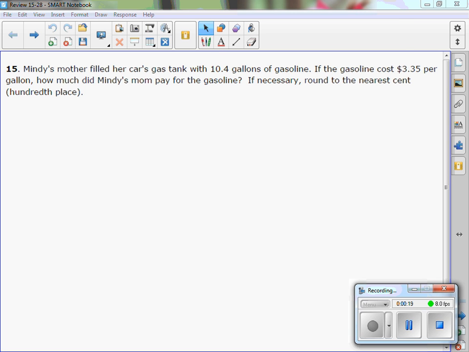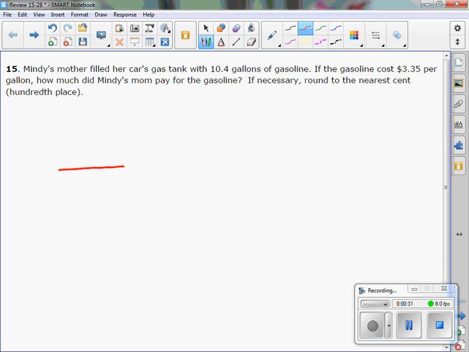So for some students, they would read this problem and they might be able to know exactly what operation they need to use. If not, you can always set up a proportion to help you figure out which operation you need to do. We know that in a proportion, the left side is always the facts. Well, in this problem, we know that 1 gallon of gasoline is $3.35. And we know that her mom used 10.4 gallons.